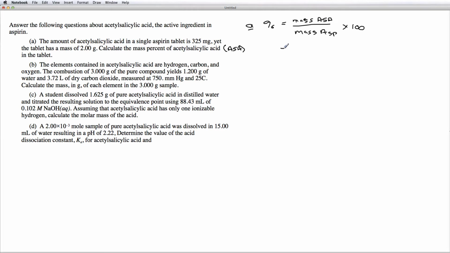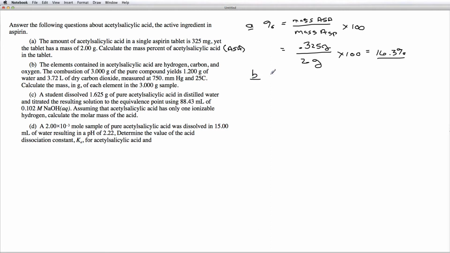In this case, the mass of the aspirin, which is given to us, we're going to change to grams so both of them are the same unit. It is 0.325 grams divided by 2 grams times 100, and that's going to equal 16.3%, and that's the answer to question A. So that was pretty straightforward.